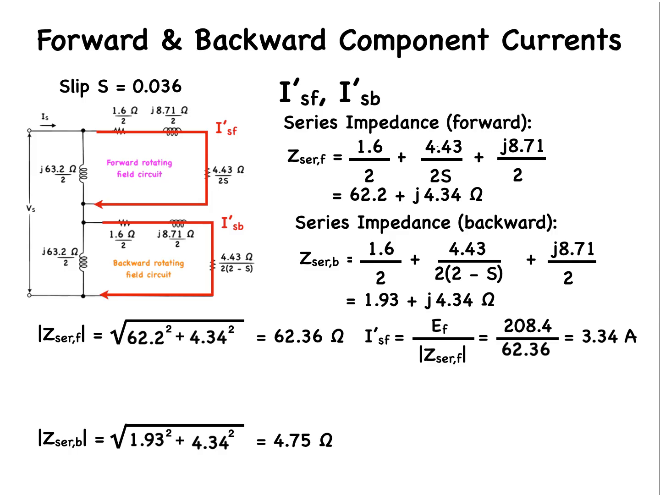The backward circuit, I'SB is equal to the backward circuit back EMF divided by the series impedance of the backward circuit. Plugging in actual values, we get 31.67 divided by 4.75, which is equal to 6.67 amps. And so we have come to the end of our problem, because we have completed the 3 tasks that we set out to do.